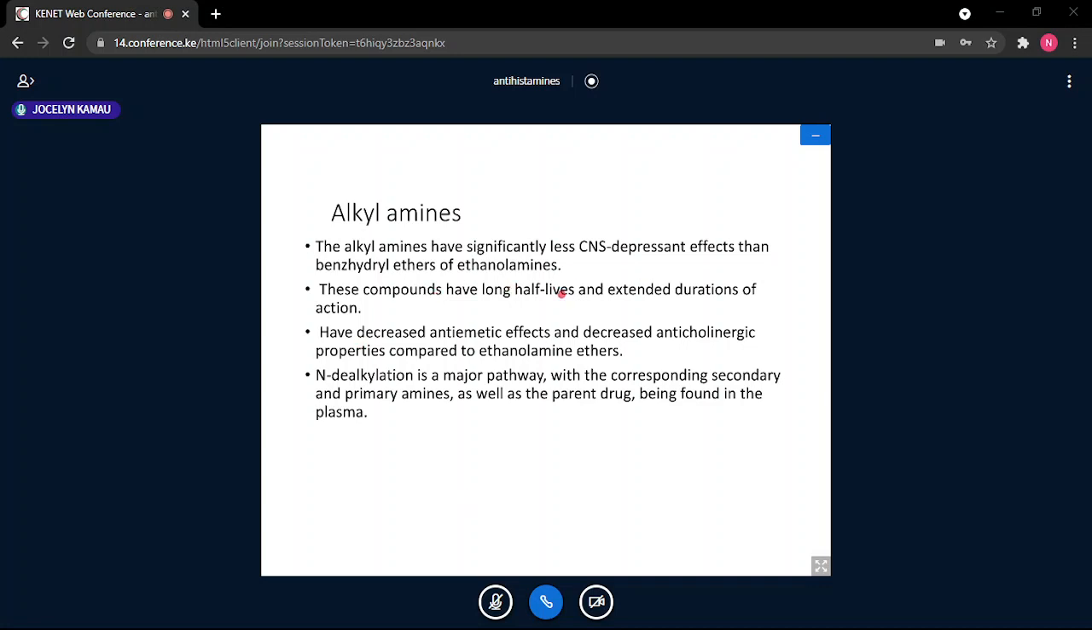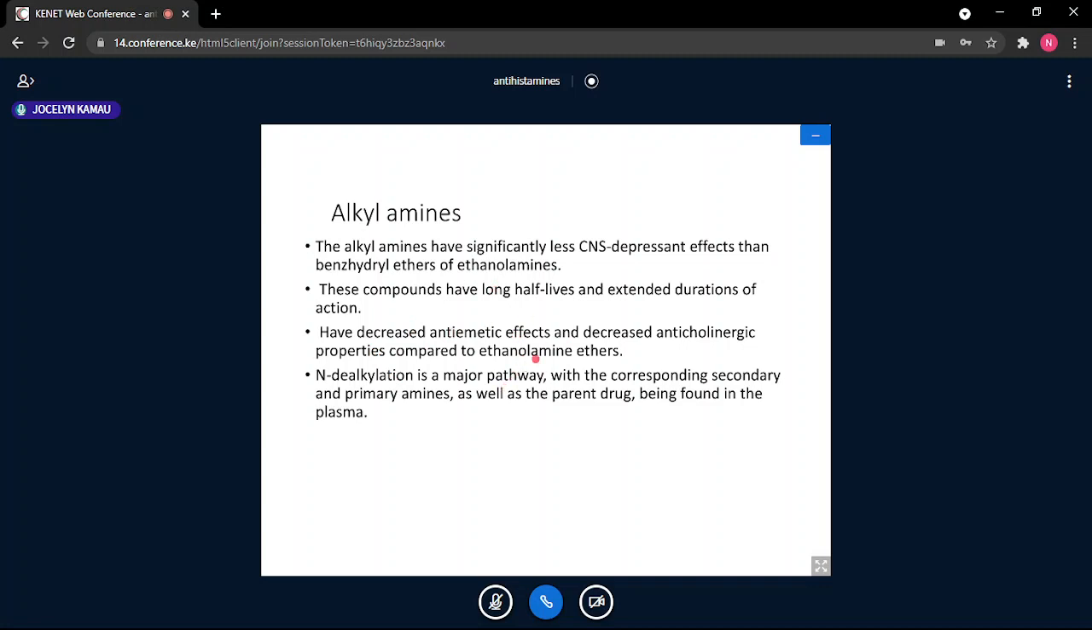The alkylamines have significantly less CNS depressant effects than the benzhydryl ethers of ethanolamines. These compounds are H1 blockers, H1 antihistamines. These compounds have long half-lives and extended duration of action. We expect the long half-lives because of the bulkiness of these drugs. Because they are bulky, they have a large hydrocarbon portion. That hydrocarbon portion must be metabolized to give them some polarity or water solubility for them to be removed from the body. They have decreased antiemetic effects and decreased anticholinergic properties compared to the ethanolamines.